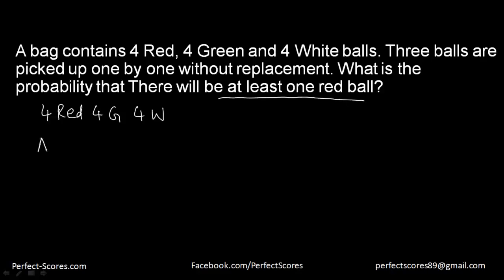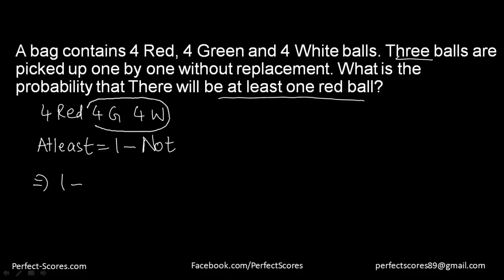So if I want to calculate at least 1 red ball, that can be calculated as 1 minus not getting any red ball, right? So 1 minus not getting any red ball will give me the probability of getting at least 1 red ball. You can watch the first video on probability. Over there we have discussed what is at least 1. So 1 minus not getting any red ball means, and how many balls am I drawing? I'm drawing 3 balls. That means I can draw any of these balls, right?